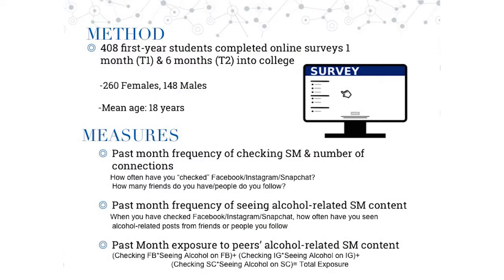I'm gonna skip ahead really quick. So we had 408 first-year students complete online surveys 1 month and 6 months into college. And the NIAAA also considers the first 6 weeks of college to be this critical time period. And this is why we usually do interventions and try to prevent college student drinking when students first arrive on campus. Because what we found is that the drinking patterns that you establish during the first 6 weeks of college actually determine your alcohol trajectories for the rest of your college career.